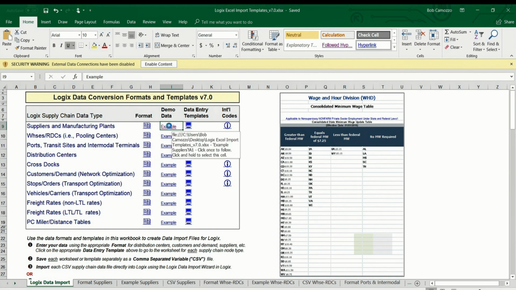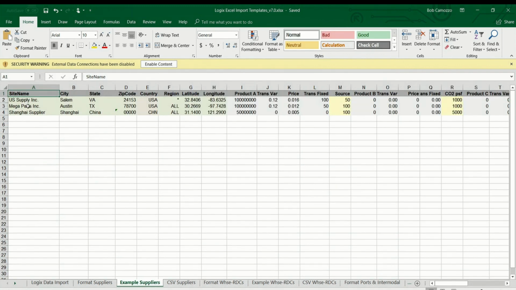We'll take a look at the example from the demo where we have two suppliers, US Supply Incorporated and Megaparts Incorporated, one in Salem, Virginia, the other in Austin, Texas. We have their locations here. The geocoding can be done automatically by Logix, or you can add that yourself. Both of these are represented as suppliers for all regions using the wildcard asterisk or all in the region code. This can link to all distribution centers and all customers, no matter what region they're in.